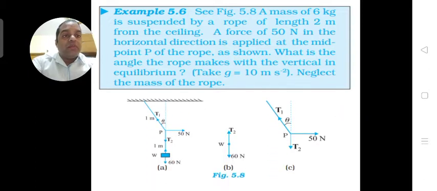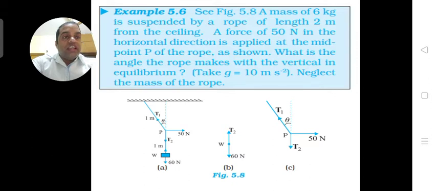See carefully. There is a rope of length 2 meter and at midpoint P a force of 50 Newton is applied in the horizontal direction, which displaces the string towards the right, making angle theta with the vertical. So here we have to find the angle the rope makes with the vertical in equilibrium. When this condition is in equilibrium, then what is the angle theta?